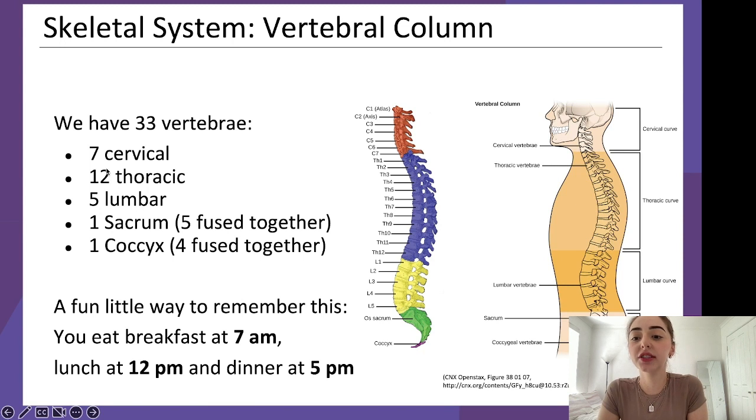Now, a fun way to remember the first three is you eat breakfast at 7 a.m., so 7 cervical. You eat lunch at 12 p.m., so 12 thoracic, and then you have dinner at 5 p.m., so 5 lumbar. And then it's easy just to remember one and one after that. That's a nice way to remember it. I'm going to give you more acronyms and things you can use to remember different parts of the body, but that's your vertebral column.